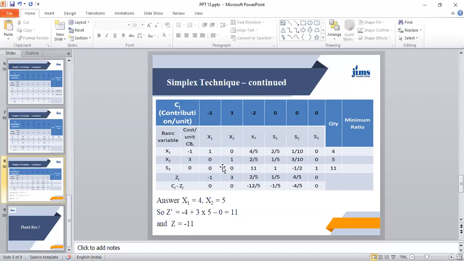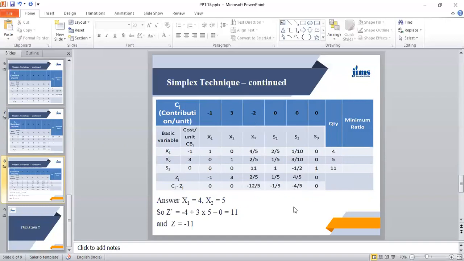Likewise, you change the values and then we calculate the Zj. Zj will be 1 into -1, that is -1, 0 into 3, 0, 0 into 0, 0. So this becomes -1. 0 into -1, 0, 1 into 3, 3, 0 into 0, so 3. Likewise, you calculate all the values of Zj, and Cj minus Zj is equal to -1, 0, 3 minus 3 is equal to 0, and -12 by 5.